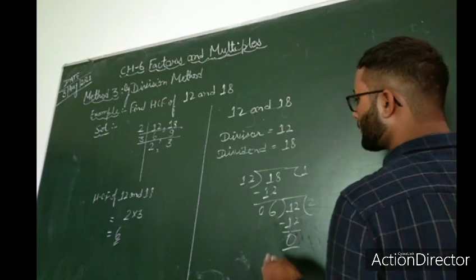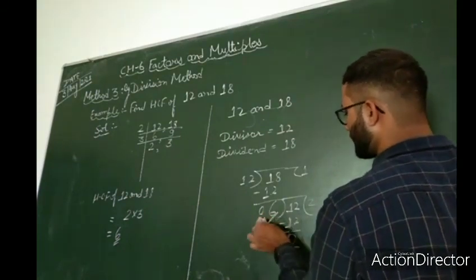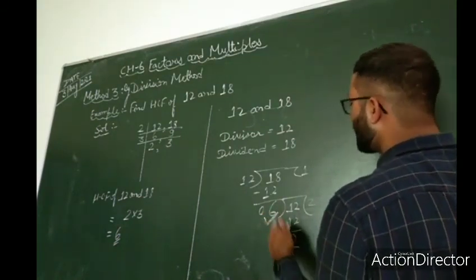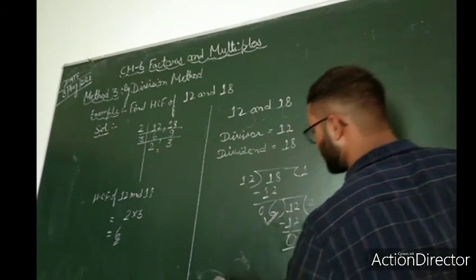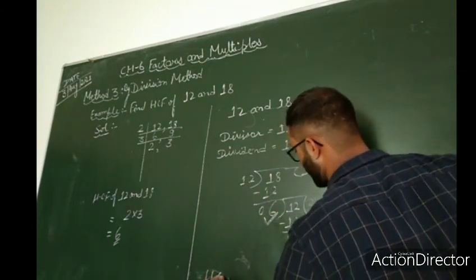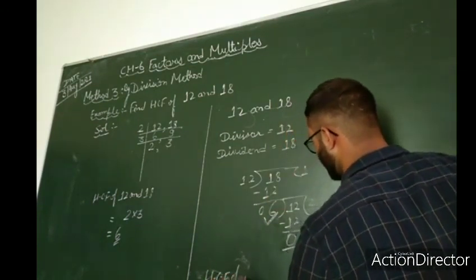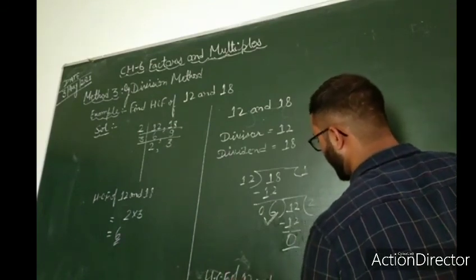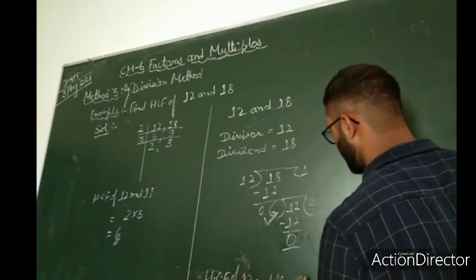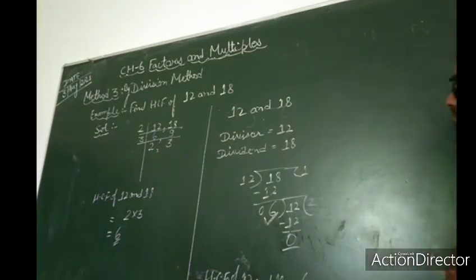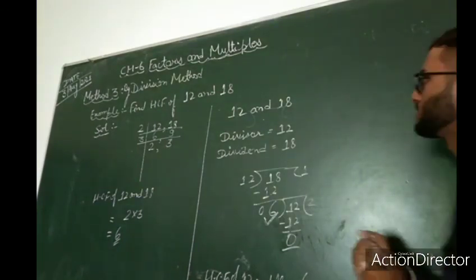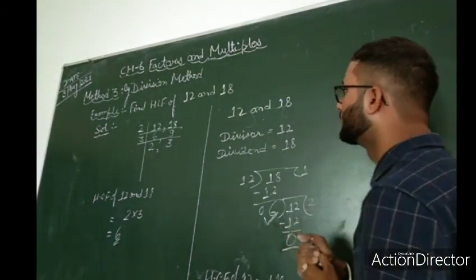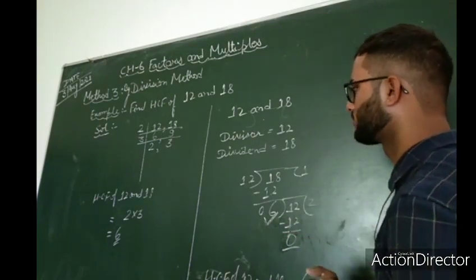So dear students, the last divisor is the GCF of the given numbers. So here we write, the GCF of 12 and 18 is equal to 6. Right? So we use all these methods to find the GCF of numbers.